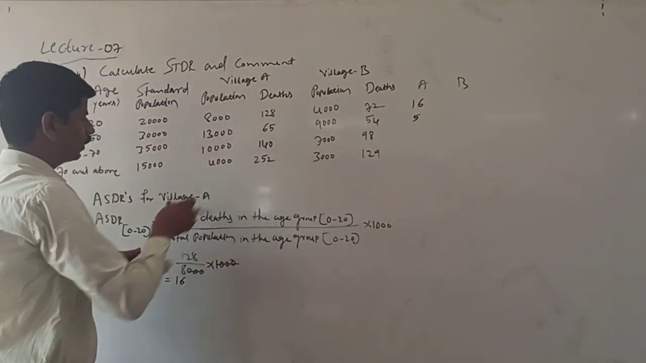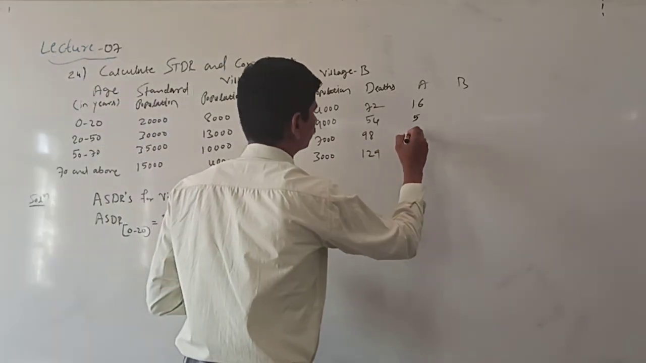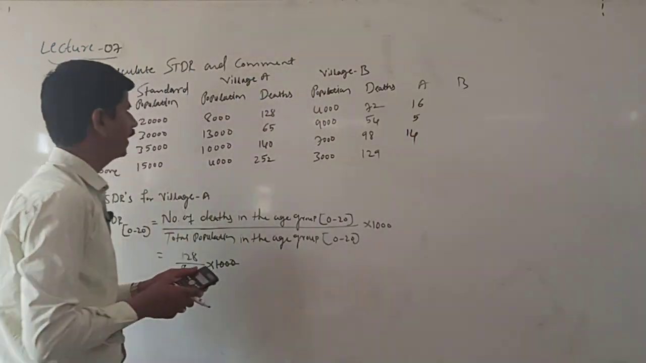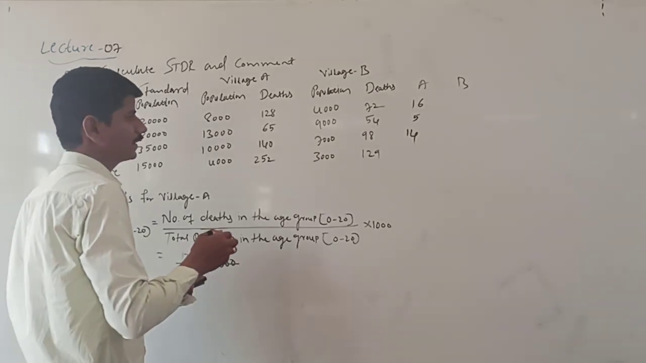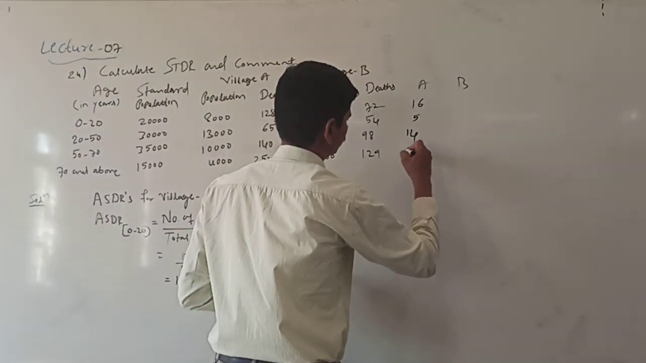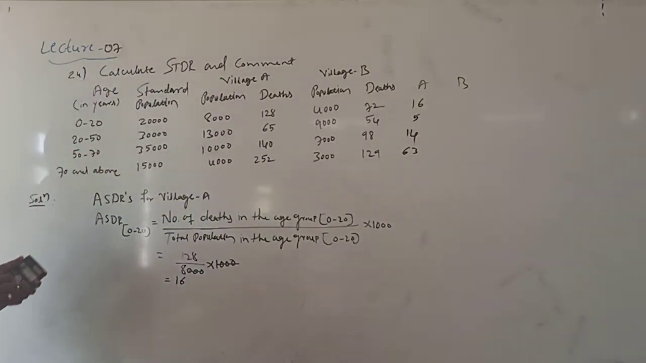Next, 140 divided by 10,000 into 1000, then we will get 14. Next, 252 divided by 4000 into 1000, then we will get 63. Next step is you have to find ASDR for village B.